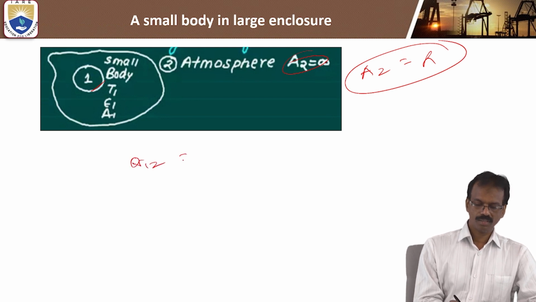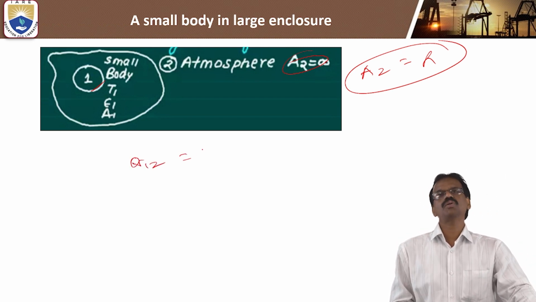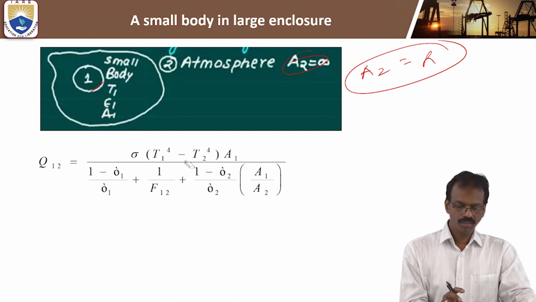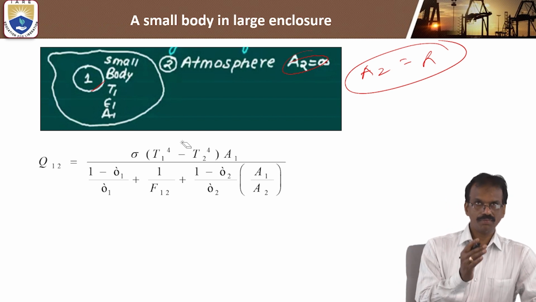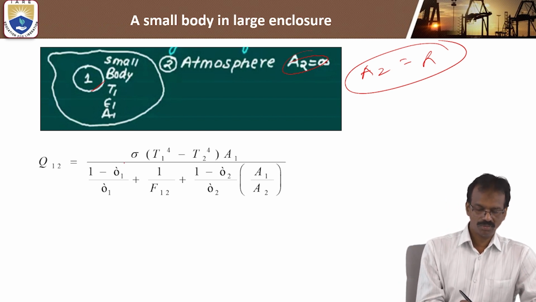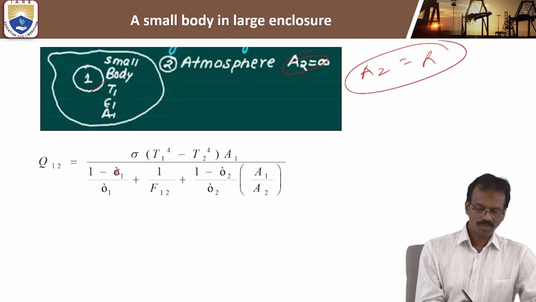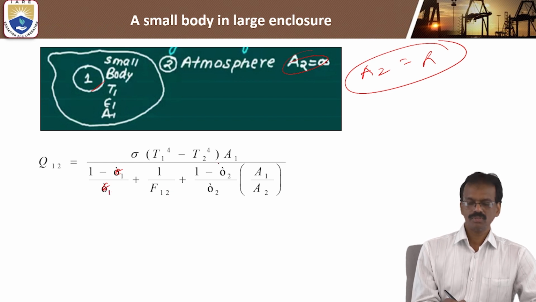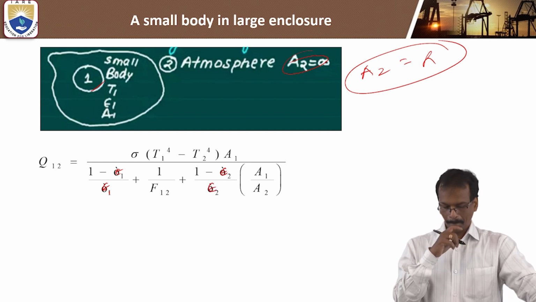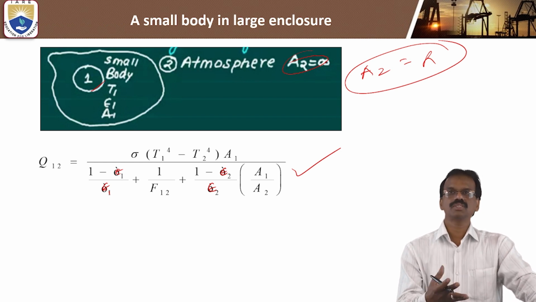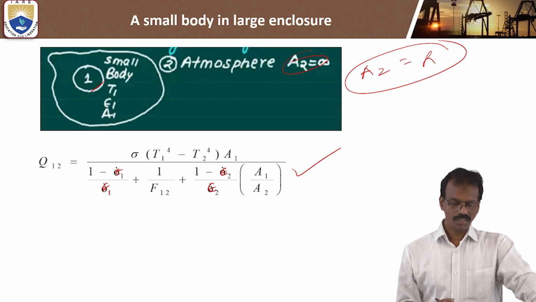Q12 means the rate of heat transfer from the small body to the big enclosure. According to previous formulas, the rate of heat transfer between the two surfaces is sigma A1 into T1 to the power of 4 minus T2 to the power of 4, divided by (1 minus epsilon 1) by epsilon 1, plus 1 by F12, plus (1 minus epsilon 2) by epsilon 2. This is the formula we already derived in the previous class, just like the previous slide.